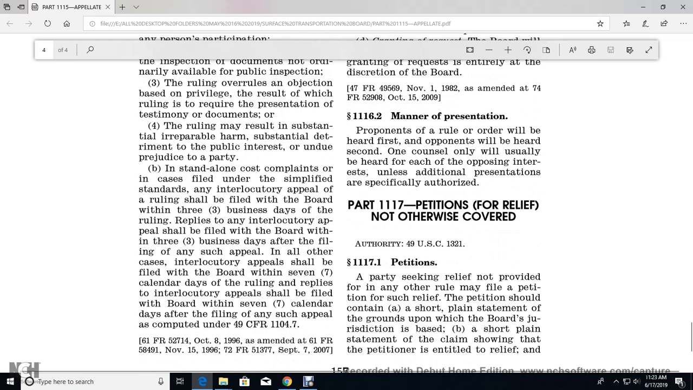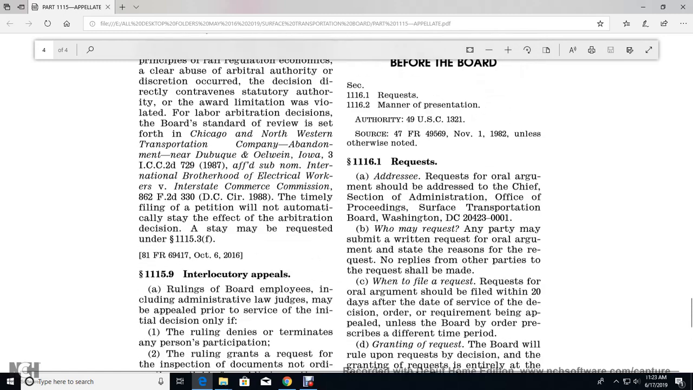In a standalone case under the simplified standard, an interlocutory appeal of a ruling shall be filed with the board within 3 business days of the ruling. The reply to the interlocutory appeal should be filed with the board within 3 business days after the filing of such appeal. In all other cases, interlocutory appeals shall be filed with the board within 7 calendar days of the ruling, and a reply shall be filed with the board within 7 calendar days after filing of any such appeals, as needed under Title 49, 11.04.7.